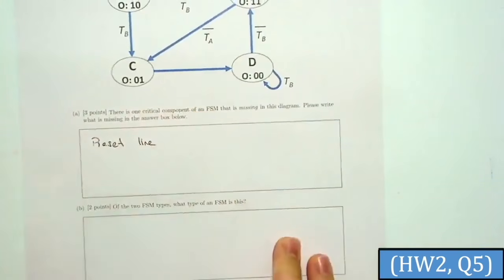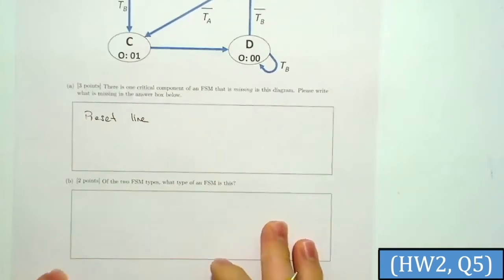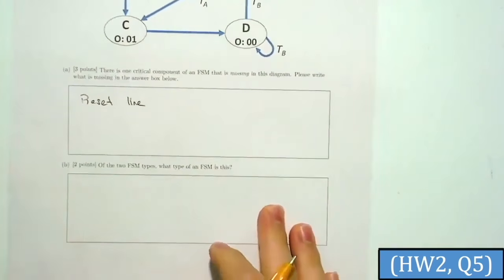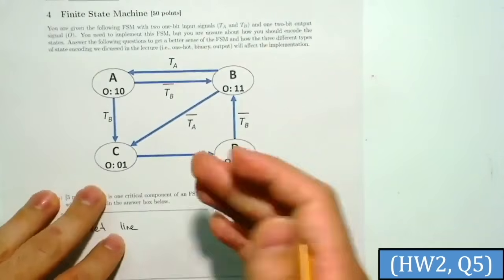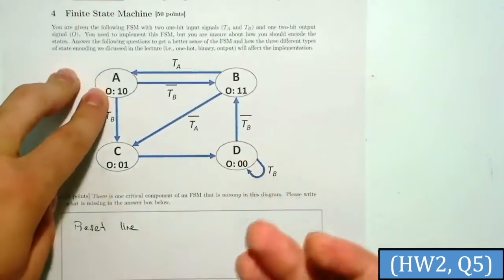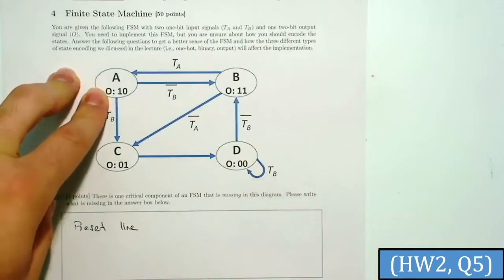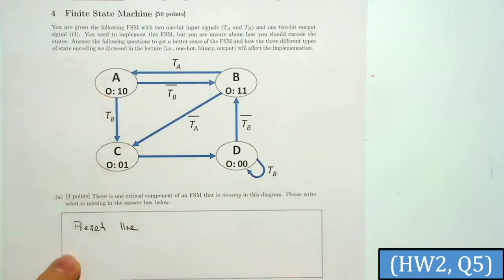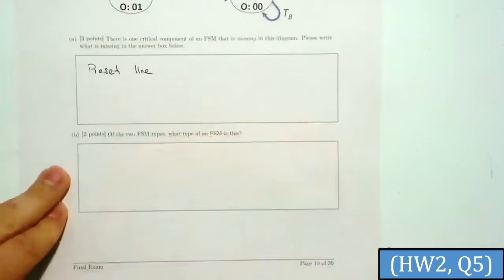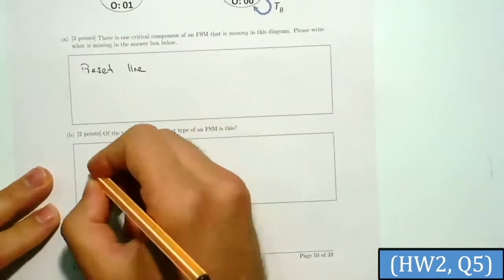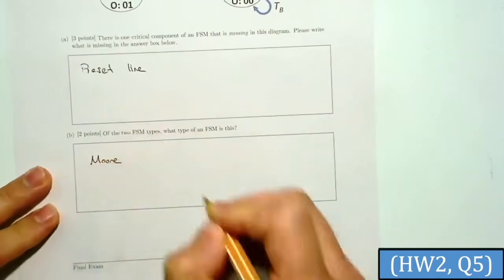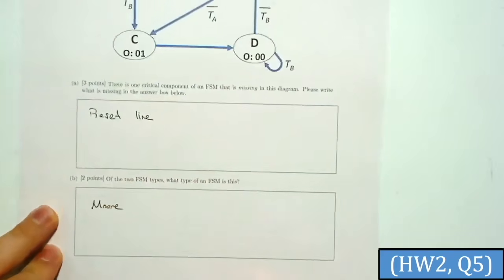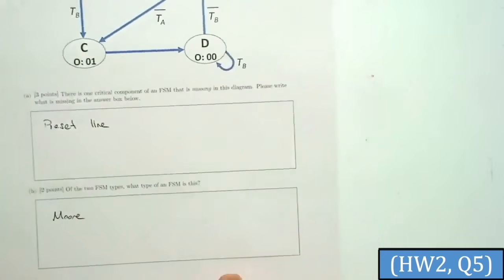for this FSM. For the second question, it says, of the two FSM types, which are Moore and Mealy, what type of an FSM is this? If you look at that representation, you'll see that the output only depends on the state, but doesn't depend on the input, right? So this means that this is a Moore representation. If the output only depends on the state, then this is Moore. So all right, so far so good, I guess. These are relatively the easier ones.